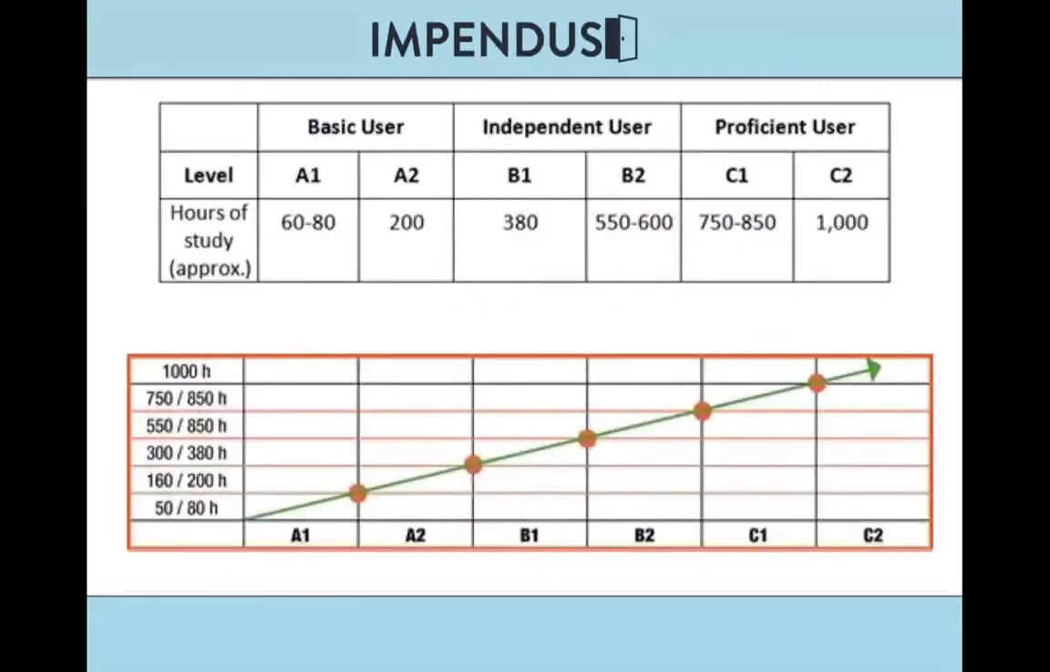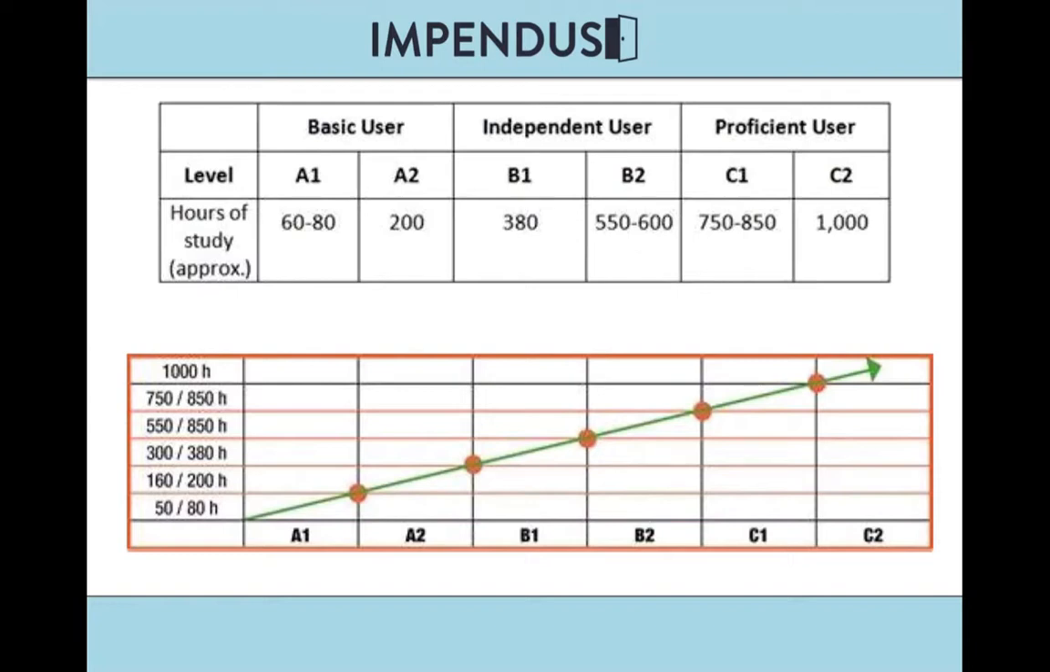As you can see here on this chart, in the top graph, we have basic user, independent user, and proficient user. Within those categories, we've got A1 and A2 under basic, B1 and B2 under independent, and C1 and C2 under proficient. As you can see, these hours are approximated. So a person who's at the A1 level will know some basic memorized phrases, and it will take them about 60 to 80 hours approximately to get to that level.